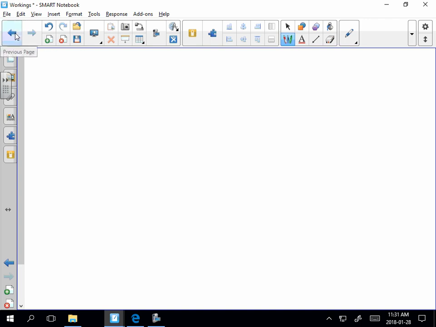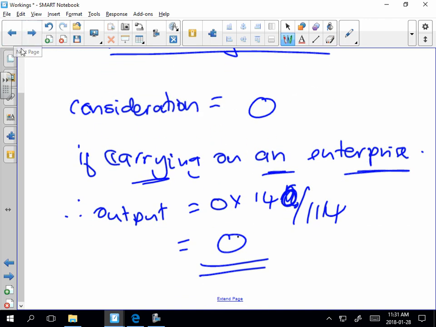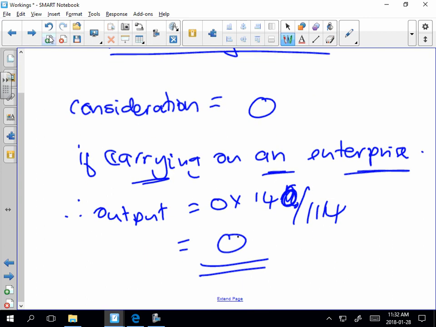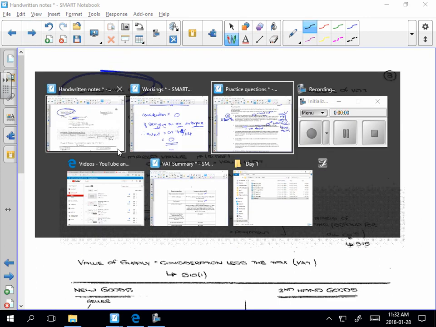Is it confusing? Okay. You'll get there. You need to know that certain things are zero rated, certain things are exempt, and certain things are standard rated. For the stuff that is zero rated, VAT denied, or exempt, technically you're not carrying on an enterprise. Does that make sense? So if you're not carrying on an enterprise, it's denied. If you're not carrying on an enterprise, it's exempt. All right, let's look at the next question.